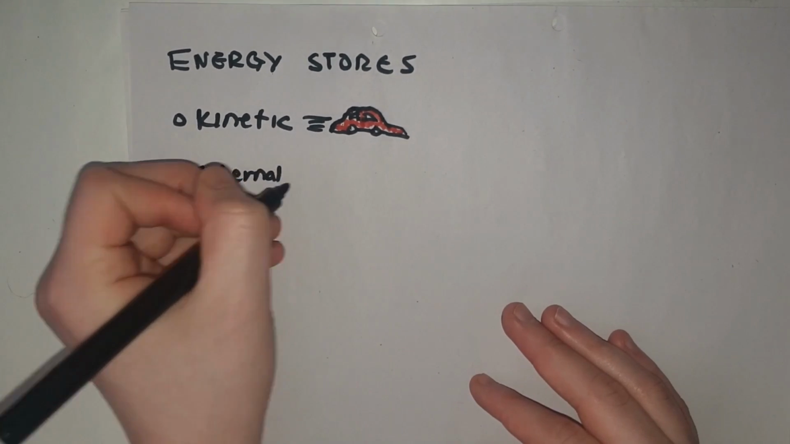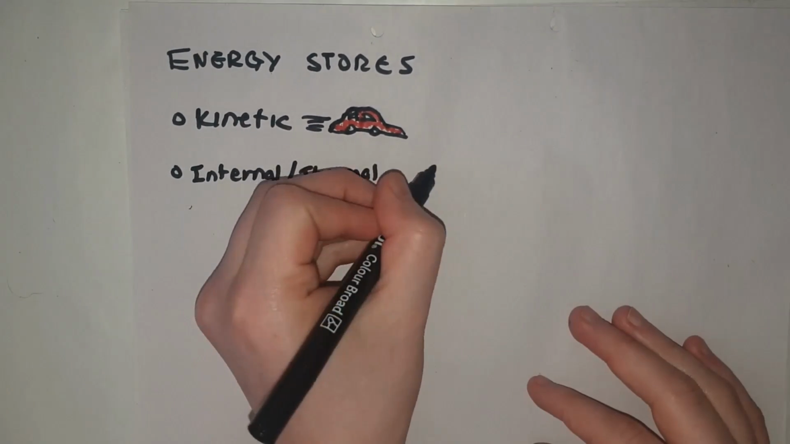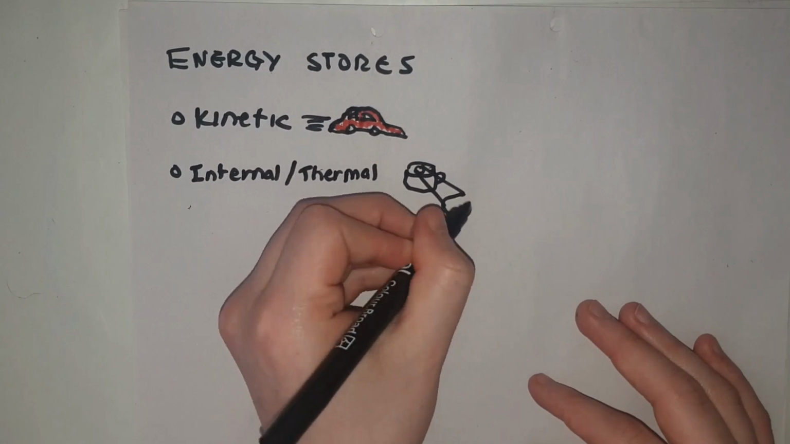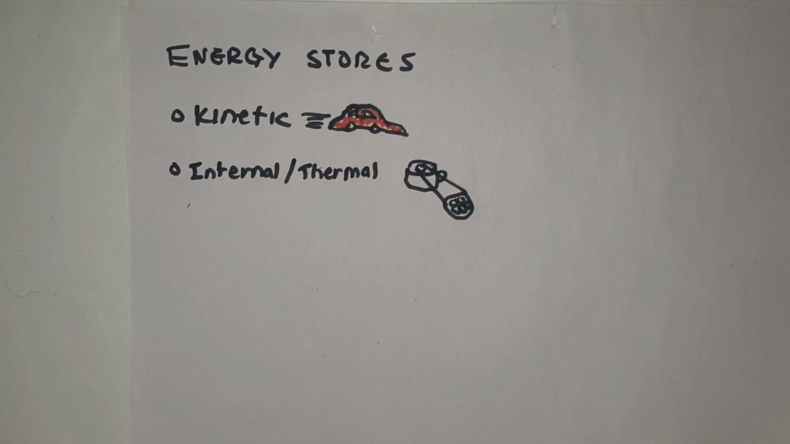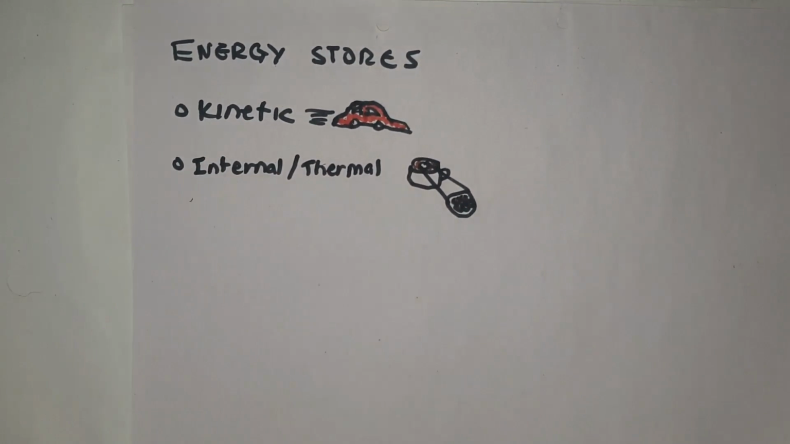The next is internal or thermal energy. Now if you look at an object and zoom in so you can see its particles, you're going to see that the particles are either moving around each other or vibrating depending on what type of material it is. Now if you add up the kinetic energy of each particle and the energy of the bonds connecting them, this will give you the total internal energy. Now every object, every solid, liquid and gas has internal energy.